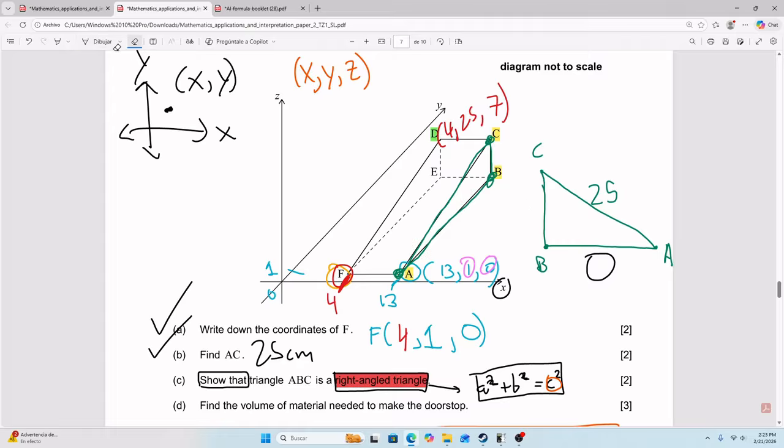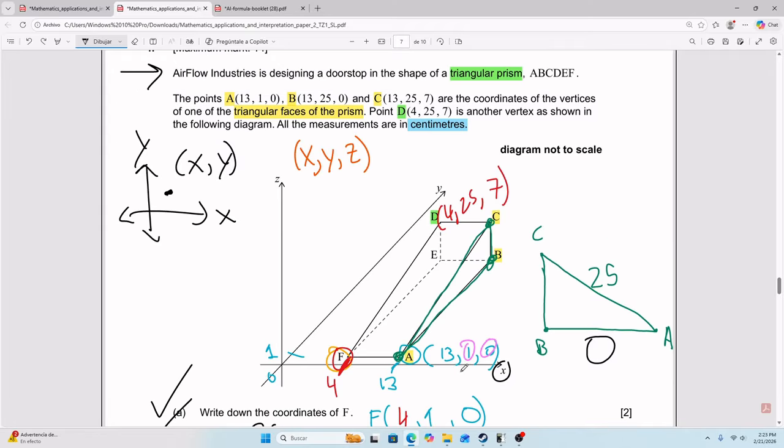So let's start with from B to A. From B to A, it's, well, this distance here, makes sense, right? And this distance here, as you can see, point A is 13, 1, 0, and point B is 13, 25, 0. And so they share the 13s, which makes sense because they're on the same x value. And the y values are a little bit different. So here you have 1 for A, and you have 25 for B. And so between 25 and 1, you have 24. So the distance from B to A ends up being 24.